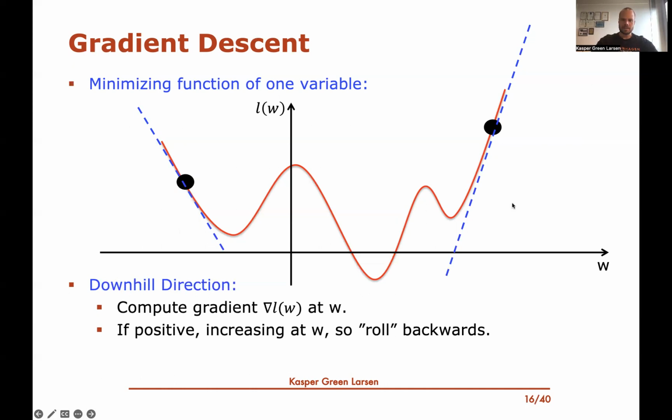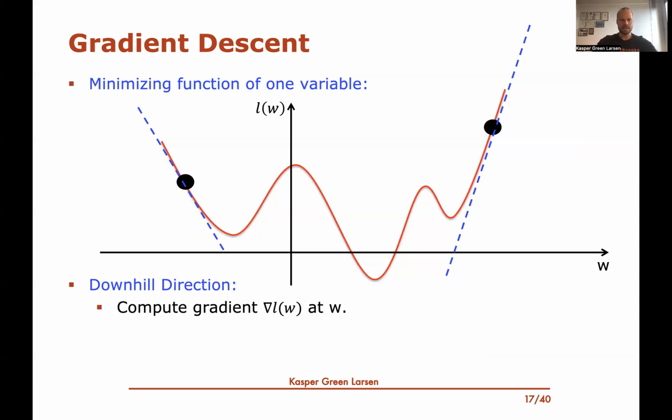So what you can see here on the right-hand side, the slope is positive, what it means is that the function is an increasing function at this W. So what you should do to roll downhill is to roll backwards, right? Similarly over here, if it's negative, then the function is decreasing in this position. So what we should do is roll forwards. We should increase W in order to go downhill.